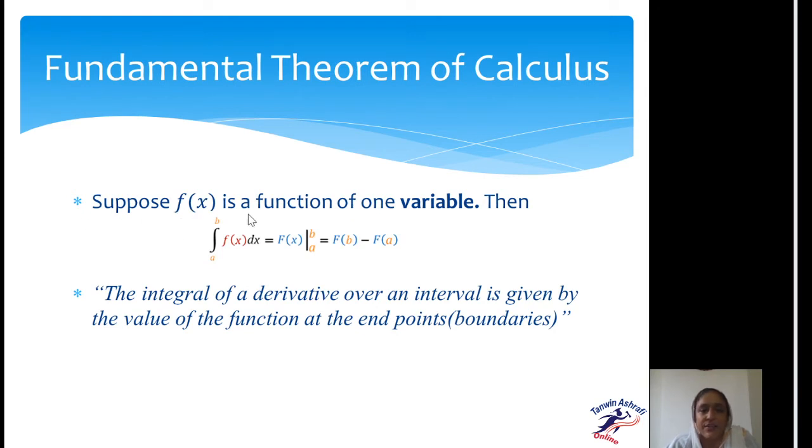Suppose that f(x) is a function of one variable. Then the integral from a to b of f'(x) dx is equal to its final value minus its initial value. The statement says that the integral of a derivative over an interval is given by the value of the function at the endpoint boundaries.